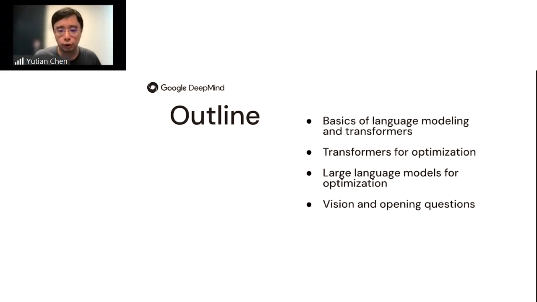The outline of this tutorial will be in 4 parts. I will first introduce the basic concepts of language modeling and transformers, and then talk about a few examples of how to apply the transformer architecture to optimization problems. I will go through a few examples in the literature that have already started using transformer architectures. Then Richard will talk about more open problems, like how we can make use of large language models, particularly their contextual information, in solving or improving optimization algorithms. And this tutorial will conclude with some discussion about future visions and open questions.